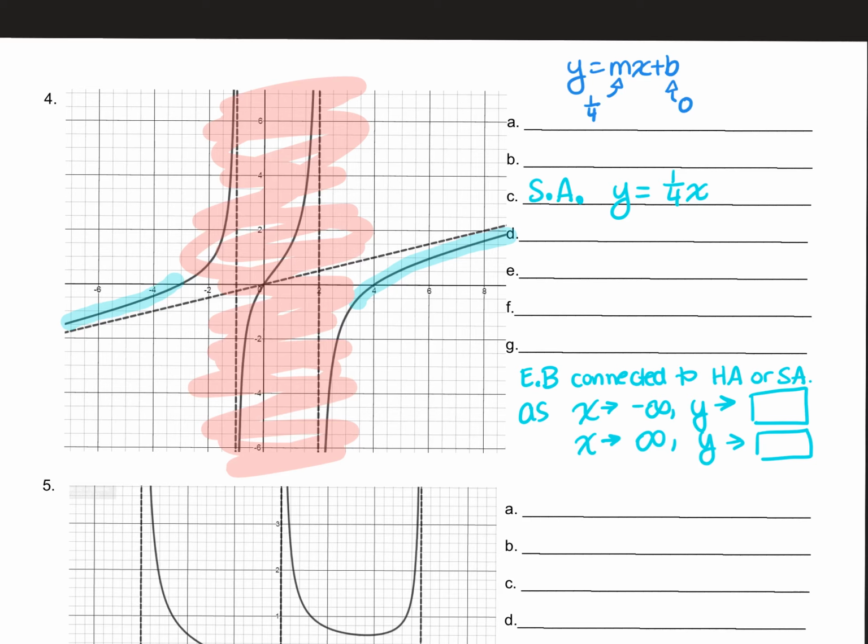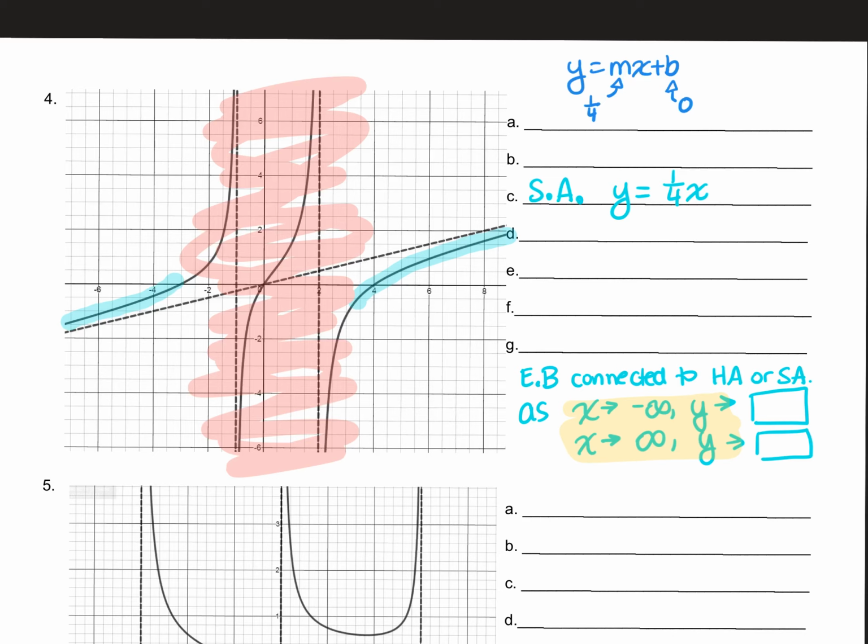Everything that I've written here doesn't ever change. Okay, that's always the same. The only thing that's going to change is what we write inside the box there. So that's when I go back to my graph and I try and figure out what's happening.